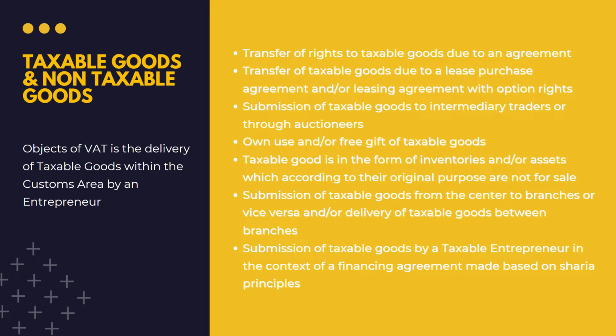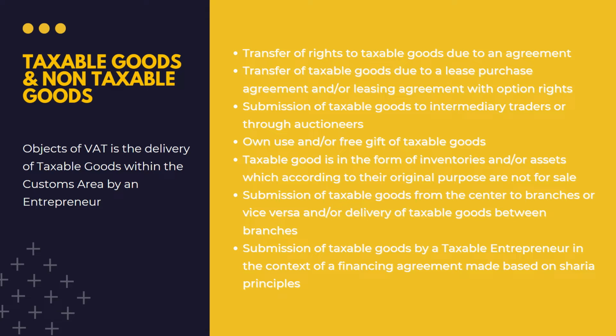So, one of the objects of VAT is the delivery of taxable goods within the customs area by an entrepreneur. Submission of taxable goods is every activity of submitting taxable goods, including the transfer of right to taxable goods due to an agreement. The agreement includes buying and selling, exchanging, installments, or other agreements that result in the transfer of rights to the goods.